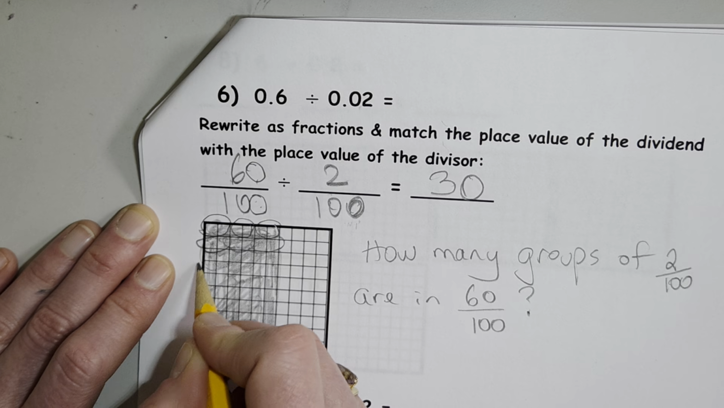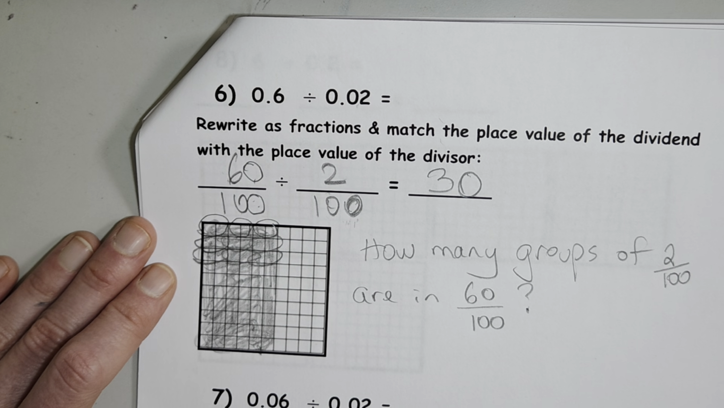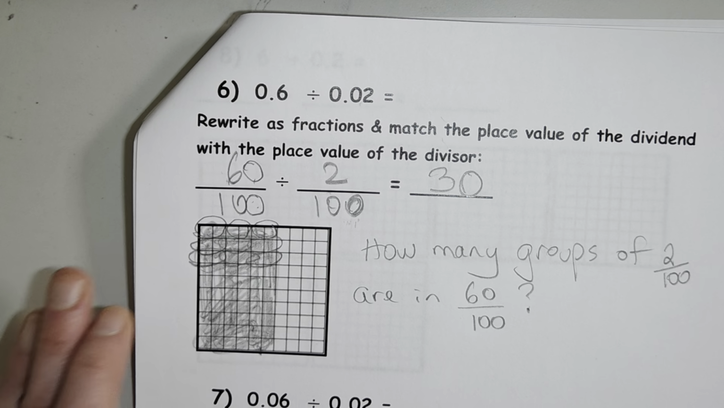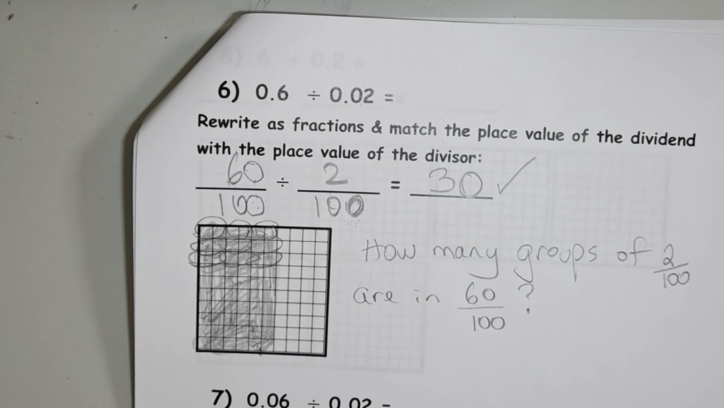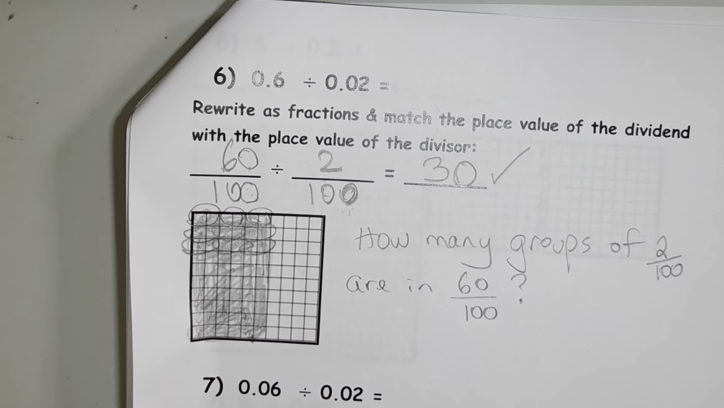If we had to keep circling these, I bet I would be circling 30 times. I don't want to circle 30 times, but I can see why I would have to. So the answer is 30. It's whole numbers. That's the thing. Dividing decimals by decimals gets us whole numbers.